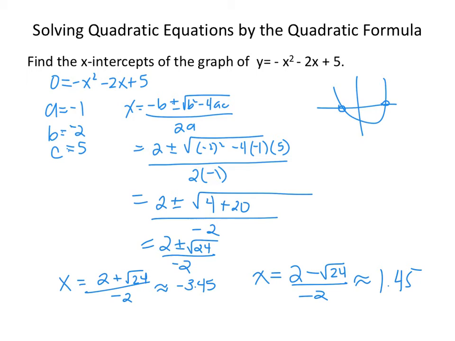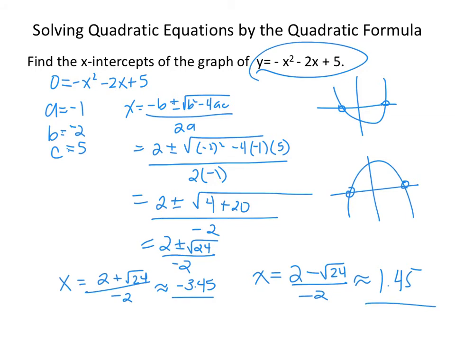So basically, if these two were to be graphed, and it's negative, so something like this, my x-intercepts would occur at negative 3.45 and 1.45. If you wanted to check it, you can use a graphing application and graph this equation. You should have these for your x-intercepts.